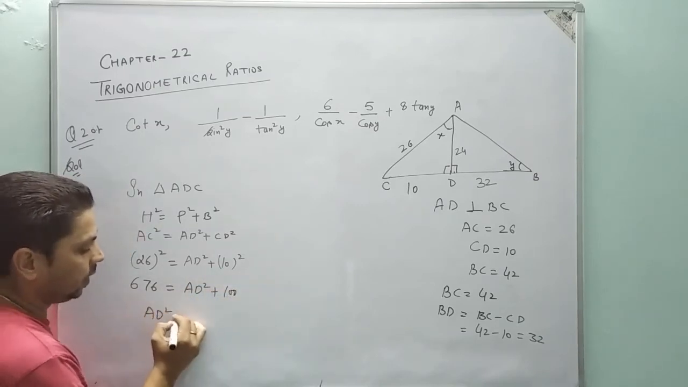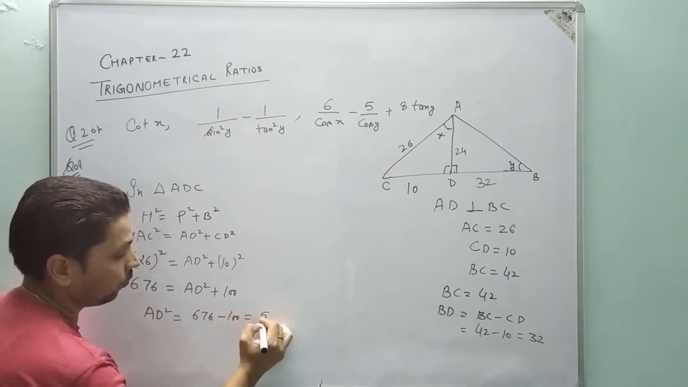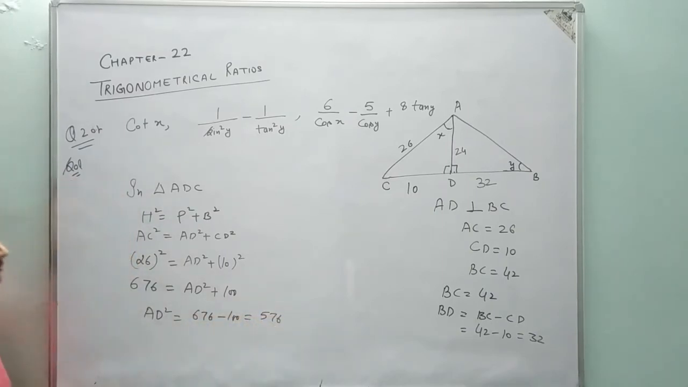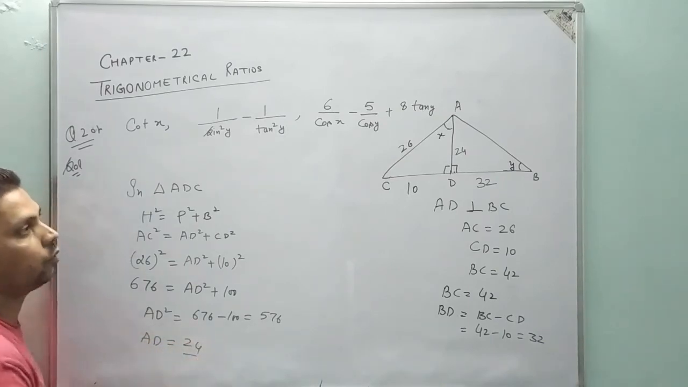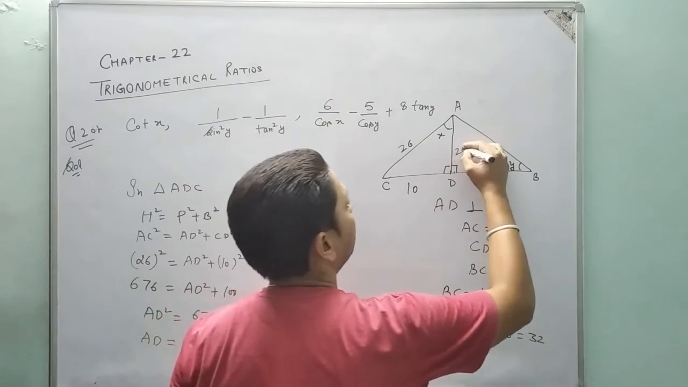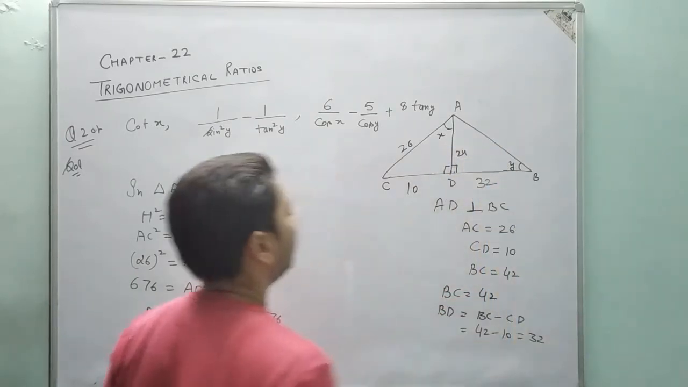So AD square will be equal to 676 minus 100, that will be equal to 576. So AD will be equal to 24. This is the value. AD is equal to 24 here.